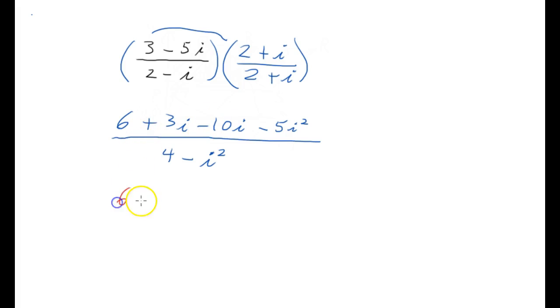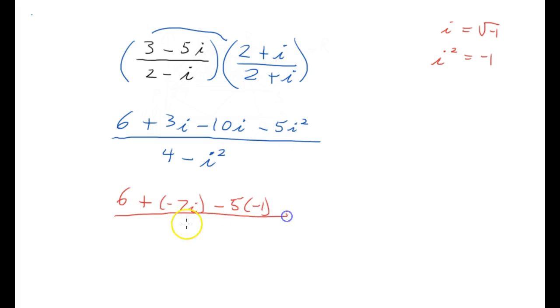We have 6 plus 3i and negative 10i is negative 7i. And then we have negative 5i squared. Well, that's like negative 5 times negative 1, because i squared equals negative 1. And that is because i equals the square root of negative 1. So if you square the square root of something, you get what's under the radical sign. Okay, so let's keep going with that.